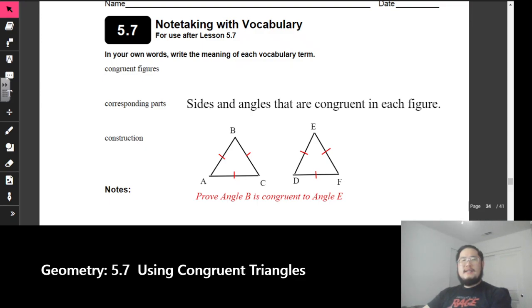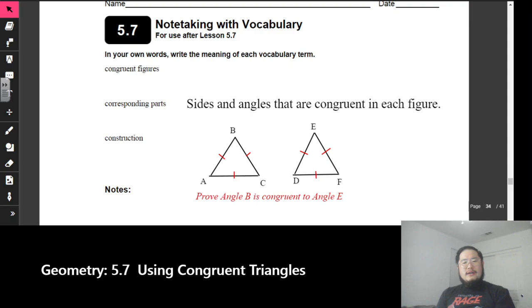All right, in today's lesson 5.7, we're going to be using congruent triangles. And we're going to be using congruent triangles to prove different parts of the triangles to be congruent to one another. So let's start off with our first vocabulary term here, which is corresponding parts. And those are sides and angles that are congruent in each figure.